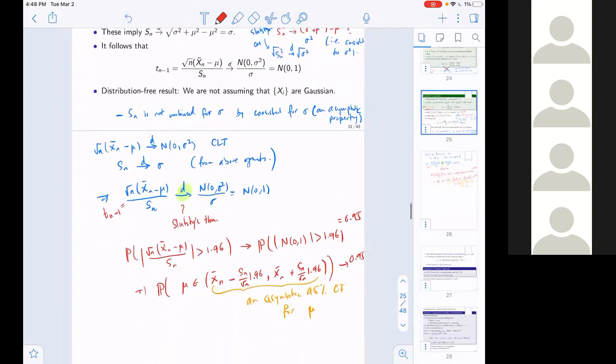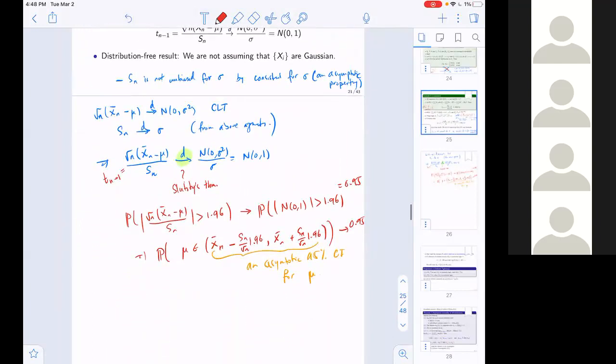So one of the usefulnesses of these asymptotic distributions is that you can build asymptotic confidence intervals, in the sense that the probability that the truth is in this interval is converging to what you want. Okay, I'm going to stop here.